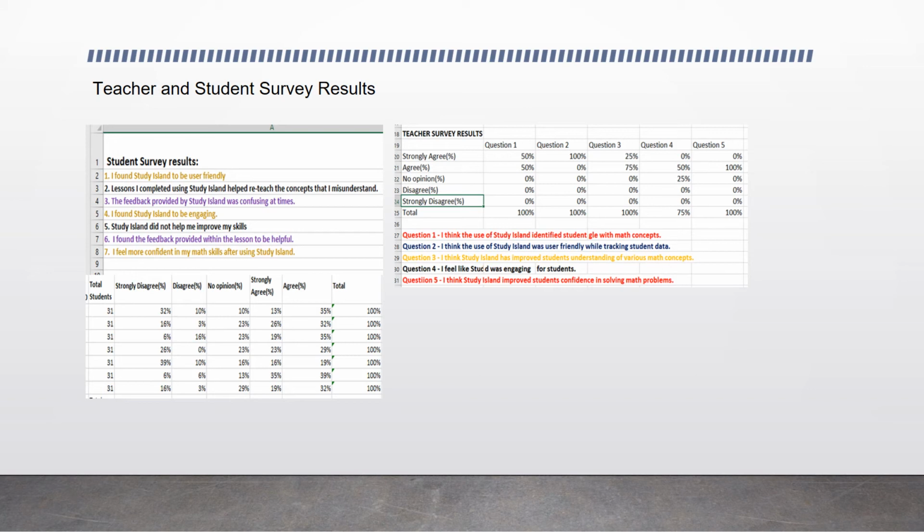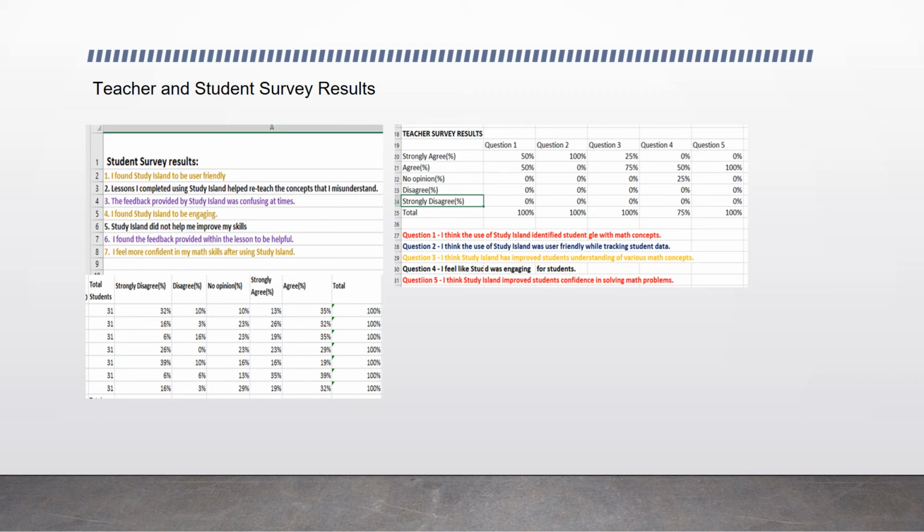Here are my survey results. And I'll start with my student surveys. 50% of the students said they felt like Study Allen built up their confidence in their math skills. 58% also felt like Study Allen helped to reteach the concepts that they misunderstood. 35% felt like Study Allen did not improve their skills, while 52% felt like Study Allen was engaging, and 74% felt like the feedback provided by Study Allen was helpful.